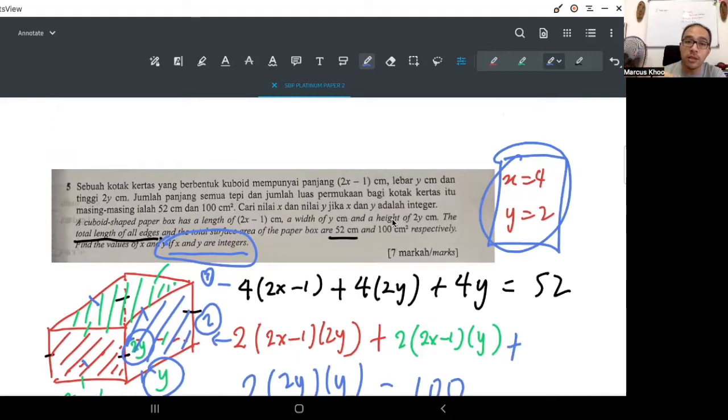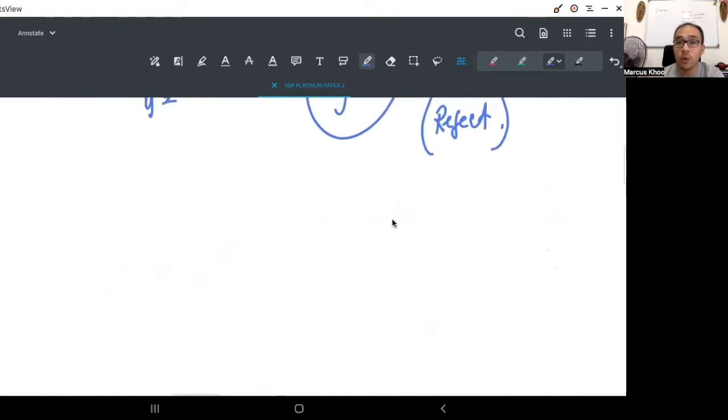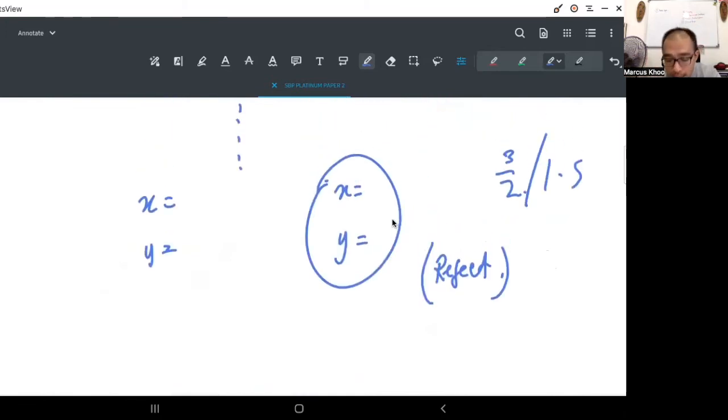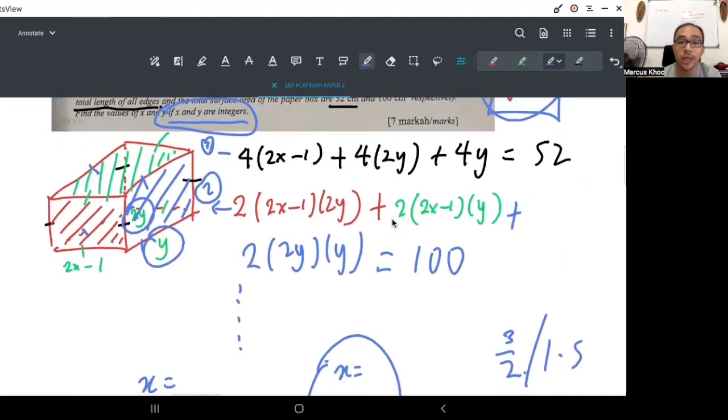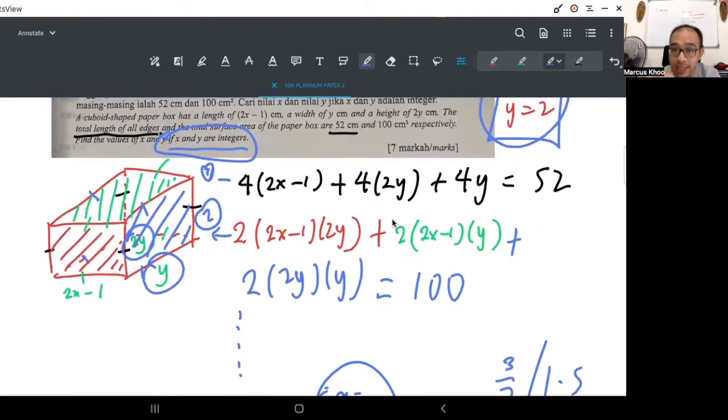When the question gives you syarat-syarat, you have to make sure that whatever you're not accepting, you must write the word reject, to show that, oh, saya tidak akan guna jawapan ini, jawapan ini tidak memenuhi kehendak soalan. Soalan mau integer saja. So ini saya mesti tulis reject.